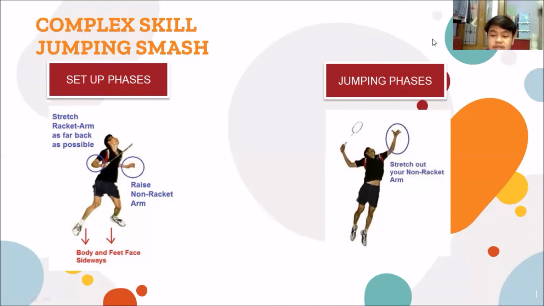The jumping phase also has its own techniques. The first technique is to use your racket foot to push your body into the air. The second step is to relax your body and take a deep breath by extending your chest to the widest extent possible. And the third step is to stretch out the non-racket arm. You can see in the picture at the circles, the arm is stretched.